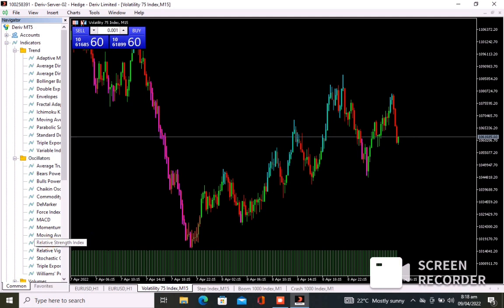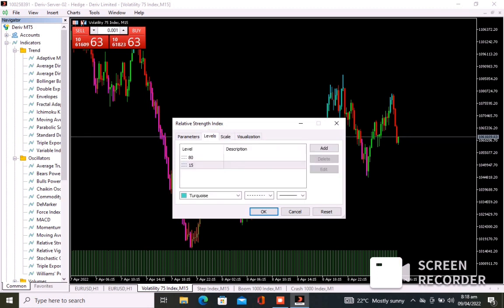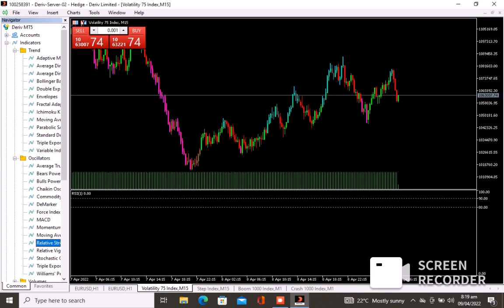So the first thing you need is your relative strength index. What you basically do is get the relative strength index and change the levels. You go to levels, and then you put the first level as 90, and the second level is going to be 80, okay? Then you say okay. So there, as you can see, the relative strength index has appeared below.